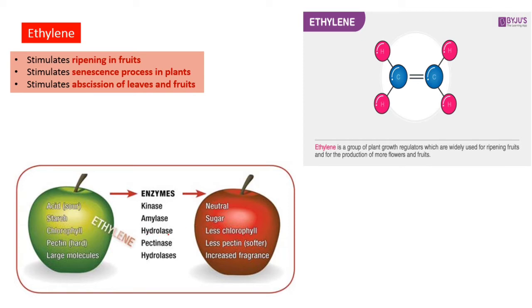Hydrolase enzyme will hydrolyze chlorophyll, from more chlorophyll to less chlorophyll. The pectinase enzyme will convert pectin, which makes the fruit hard, to less pectin, making the ripened fruit softer. And hydrolase enzyme hydrolyzes the large molecules into small molecules and increases the fragrance of ripened fruit.